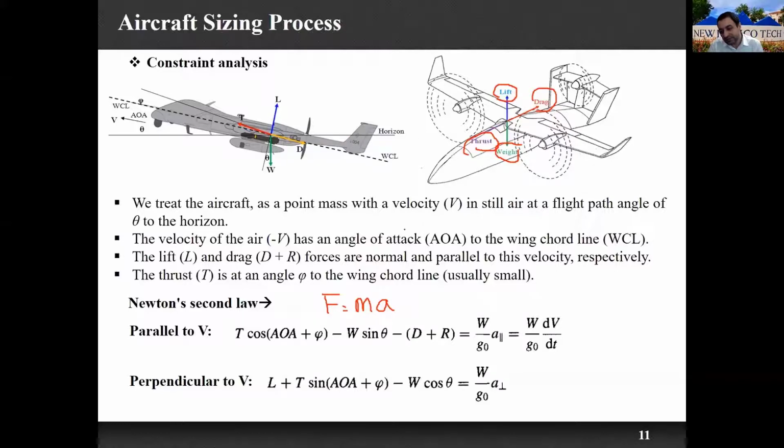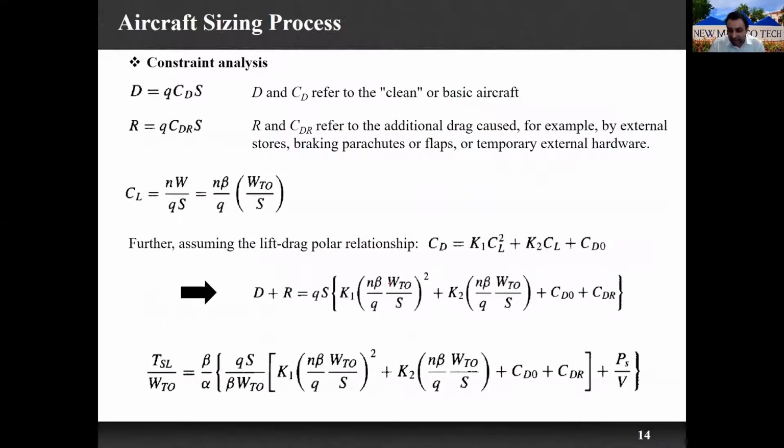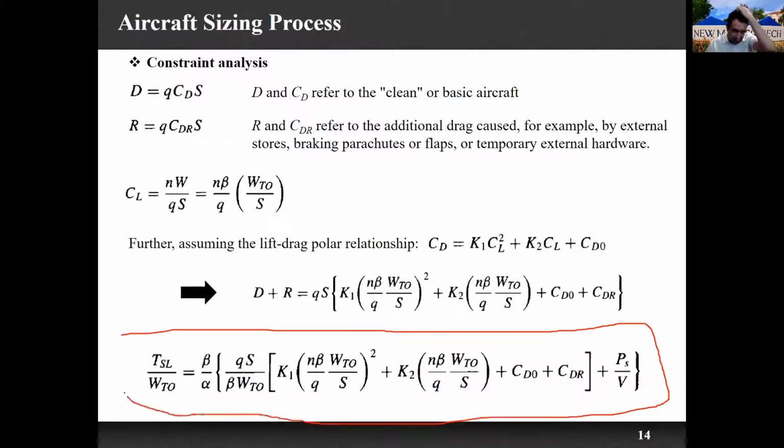I have my forces equal to mass, weight divided by gravity acceleration gives you the mass, times the horizontal and parallel or perpendicular to the velocity, or horizontal or vertical acceleration. After doing this, what I want to show you, for any type of airplane with the angle of attack, is a general equation for constraint analysis: thrust loading versus wing loading. W over S was wing loading, T over W was thrust loading.